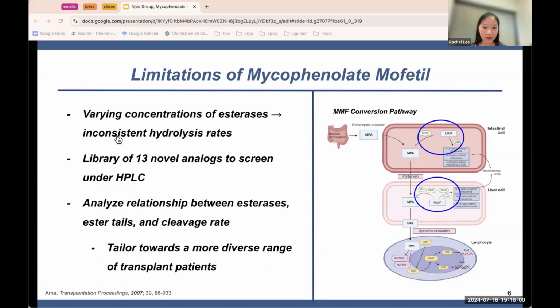By investigating the relationship between esterases, ester tails, and limitations of mycophenolate mofetil, we aim to tailor our analogs towards a more diverse range while maintaining the efficacy of MPA.